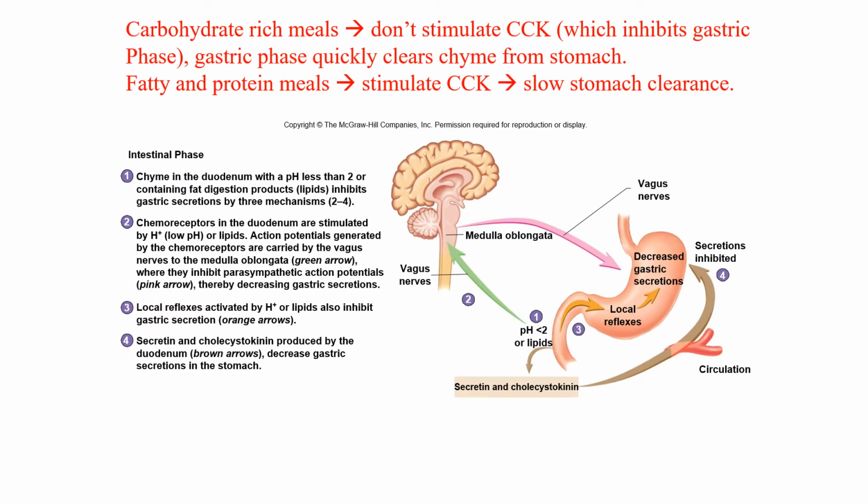The next phase in gastric secretion is the intestinal phase, and this is the longest phase, lasting between 2 and 4 hours depending on the contents of the meal. The phase begins when food arrives at the first part of the small intestine called the duodenum. The duodenum is the location of chemical and physical digestion.